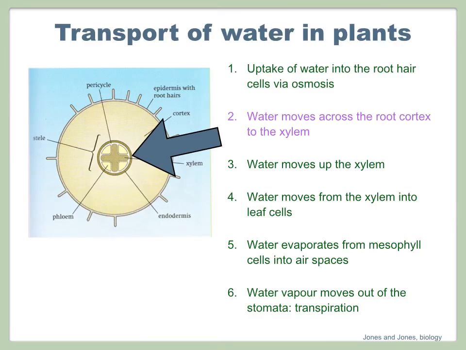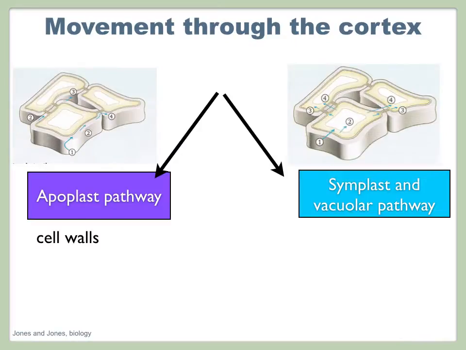Now that the water has moved from the root hair cell, where is it going to go? It's going to cross the root cortex to the xylem. So let's have a look at the different pathways. Once the water is absorbed through the root hair cell, it continues its journey across the root cortex in different ways. So you've got the apoplast pathway, the symplast and vacuolar pathway.